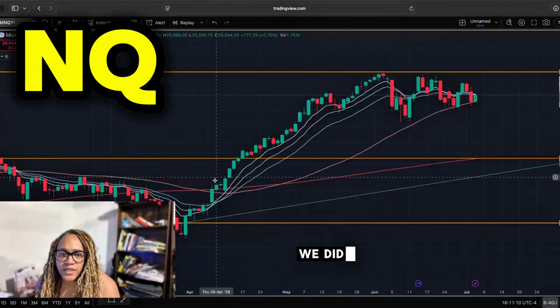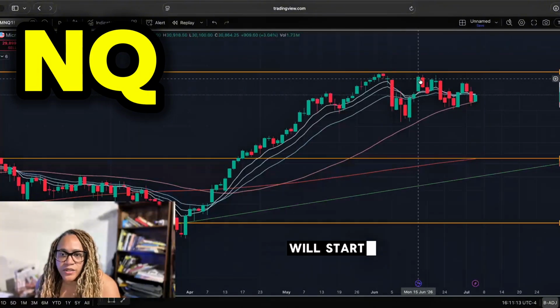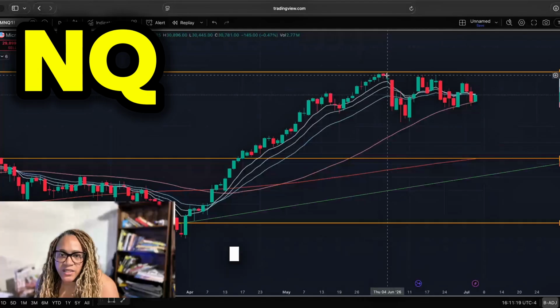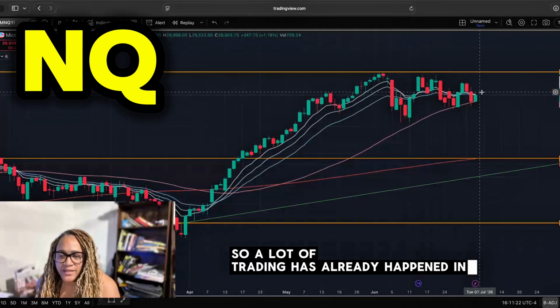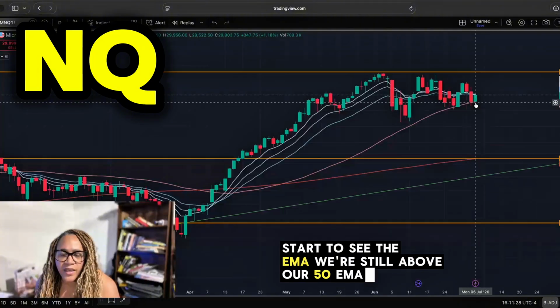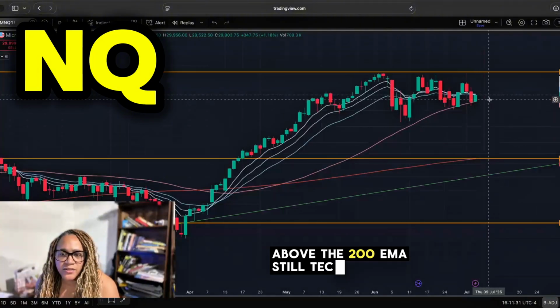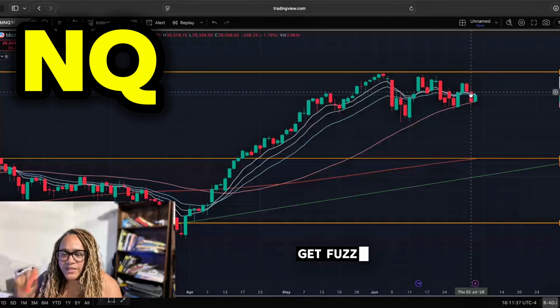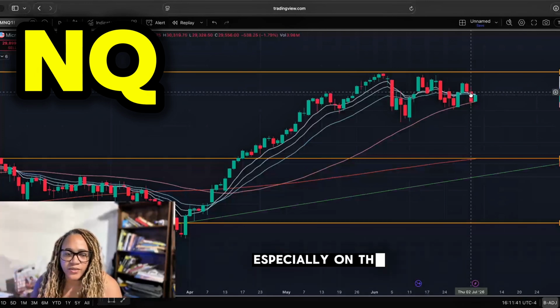As you can see, we did a nice little bull run up. This area will start to be a little bit of consolidating, right? So we're not really knowing what's going on. Now, mind you, this is the daily, so a lot of trading has already happened inside. We start to see the EMA. We're still above our 50 EMA, above the 200 EMA, still technically bullish. All the EMAs in between are starting to get fuzzy. So that is consolidation, especially on the daily chart.